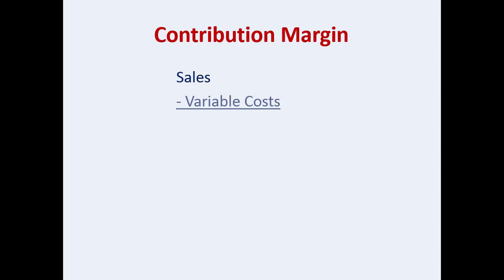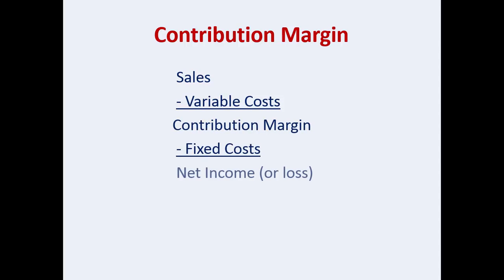So first, what is contribution margin? You have to know this first. Sales minus variable cost is contribution margin, minus fixed cost. That gives you net income or loss.